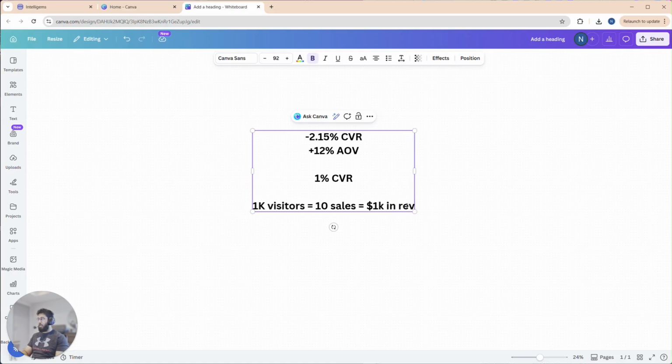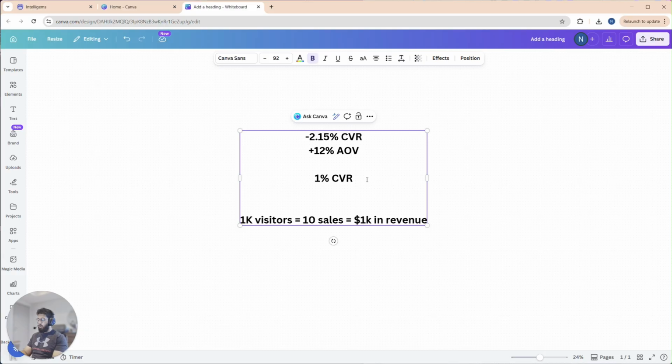Or let me put that in revenue. And I'll just put here $100 AOV. All right, so this is pretty standard, 1% conversion rate. You've got 1,000 visitors, that gives you 10 sales, and each sale on average is $100, so that's $1,000 in revenue. Great. Now, let's add a couple of zeros here just for what I'm going to do next. So I'll say 10,000 visitors, which will equal 100 sales, which will equal $10,000 in revenue.